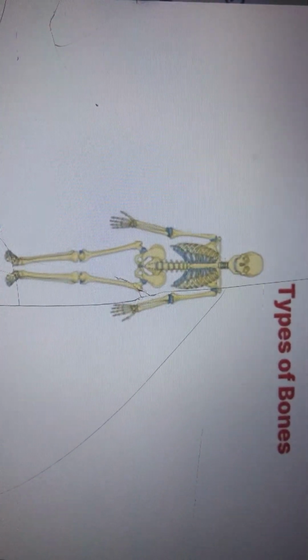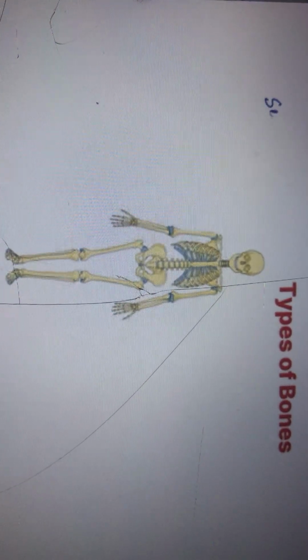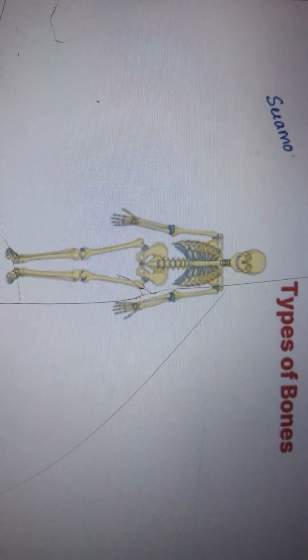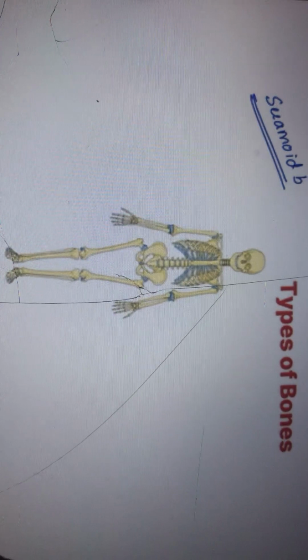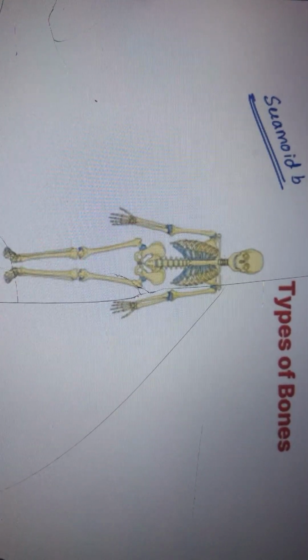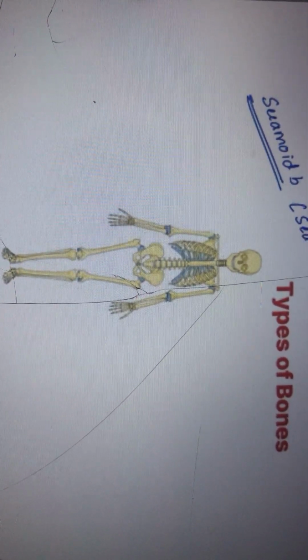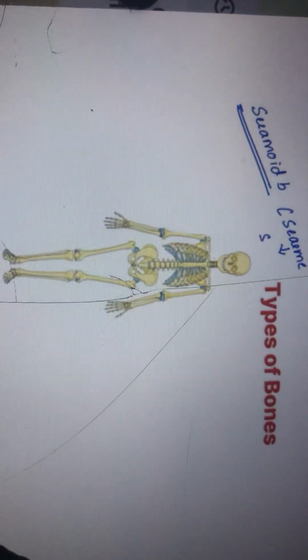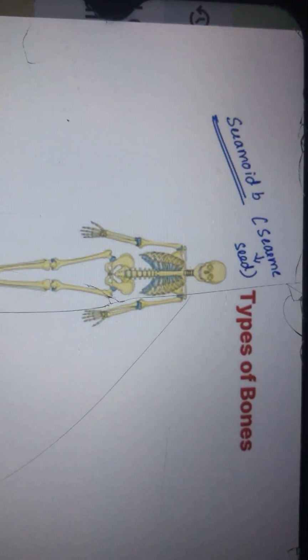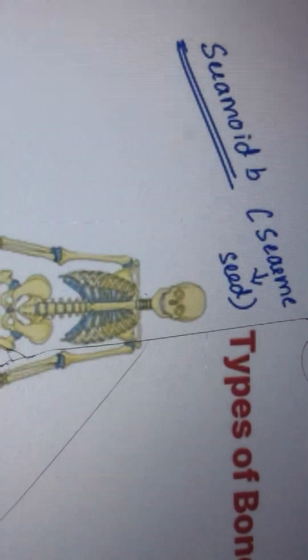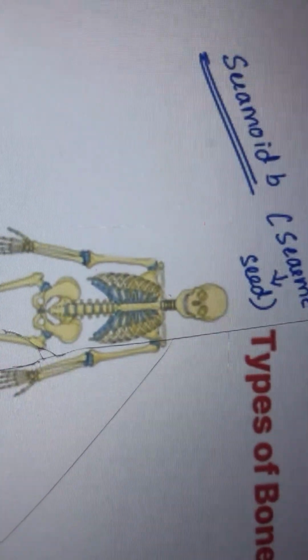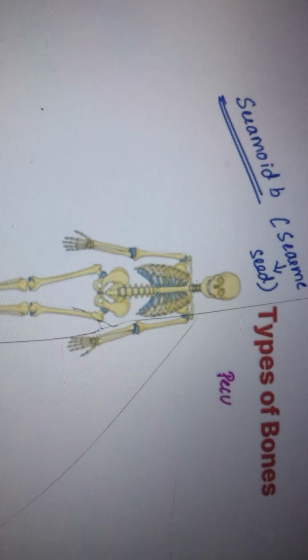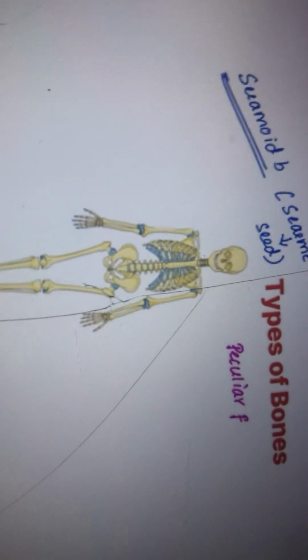What about the next important type? Apart from pneumatic bone, the next important type we have is a bone called sesamoid bone. Now what exactly are sesamoid bones? Remember, the literal meaning of sesamoid comes from the word sesame, which means seed. So sesamoid bones are small seed-like bones which develop within tendons of the muscles.